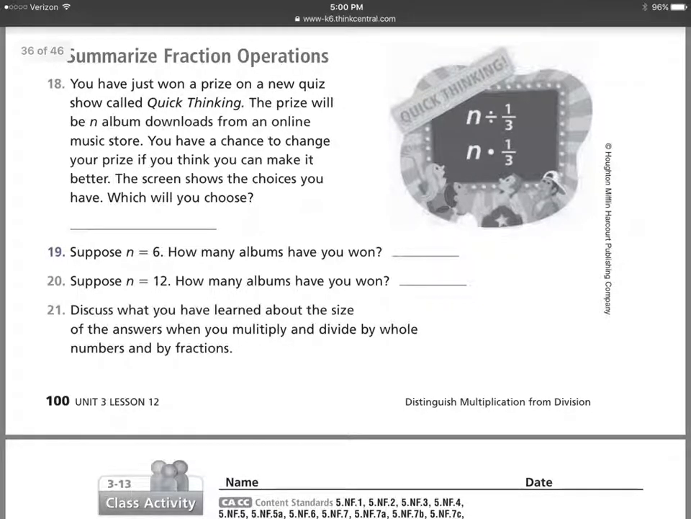Number 20, you're going to discuss what you've learned about the size of the answers when you multiply and divide by whole numbers. Here we're dividing by the same fraction as we're multiplying by. So if you're using the same number as n, explain what you noticed about the answers. What are the patterns you see? Which one yielded the greater answer? Which one was smaller? Can you describe in words why one was larger than the other? Pause the video now and complete the rest of your workbook.